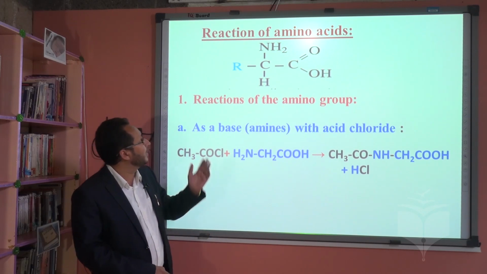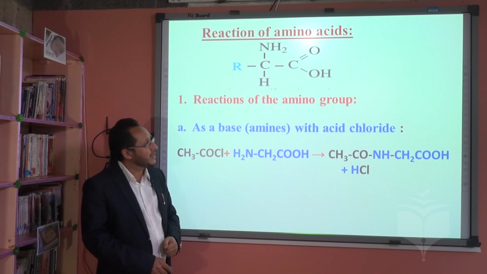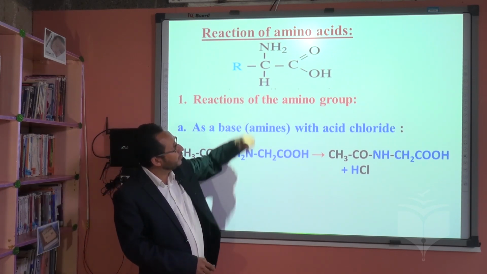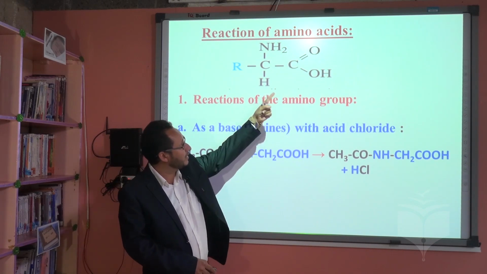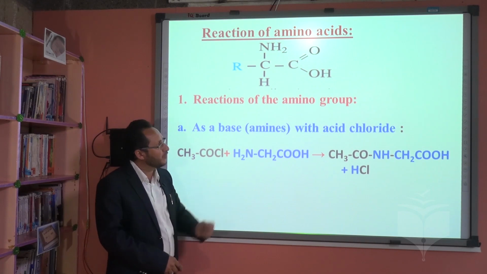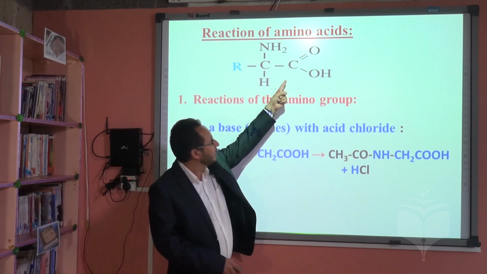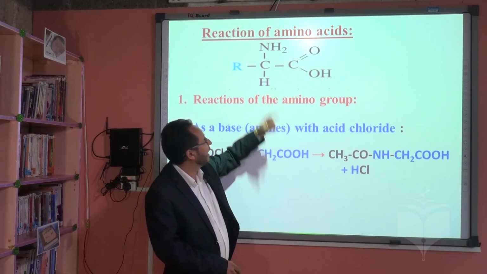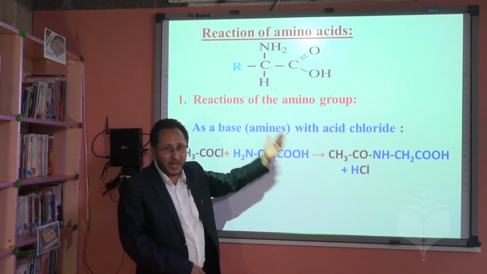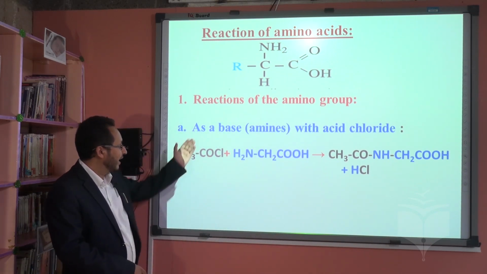These are about the reactions of amino acids. As I said, an amino acid has two functional groups: the amino group as a base and the C double bond O, OH as an acid. So for the reactions of the amino acids, we have four types of reaction: reaction for the carboxylic group, reaction for the amino group, reaction for both, and the amphoteric properties. I will start with the first one.